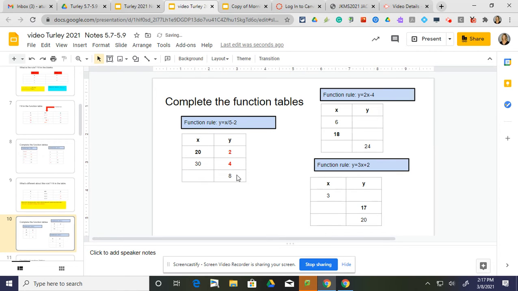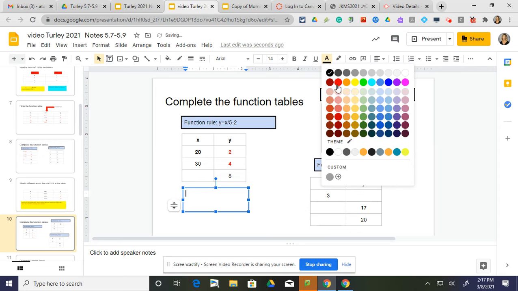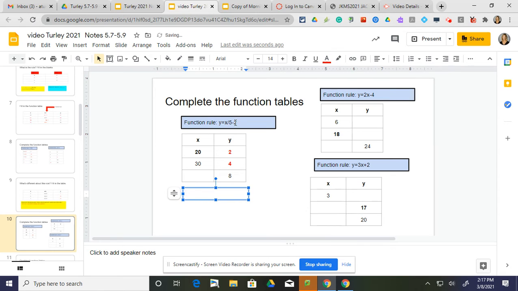Now, this time we're given the answer. So I'm going to put in a little text box, and I want you to do the same. We're going to type what this means. All right, so if we are going to divide by 5 and subtract 2, we have to work backwards. The opposite of subtracting 2 would be to add 2, and then the opposite of dividing by 5 would be to multiply by 5.